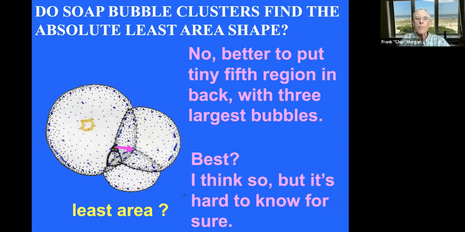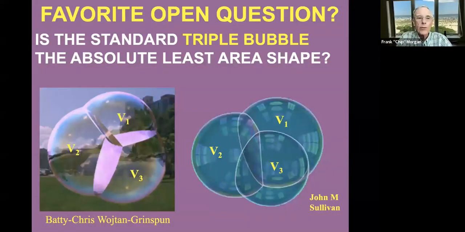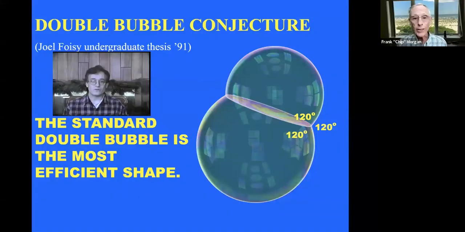In fact, for a long time, my favorite open question was whether the standard triple bubble that you see here, that you always get when 3 bubbles come together, is really the absolute least surface area way to enclose and separate those three given volumes of air. Until finally we realized that we didn't even know if the double bubble that you always get when two soap bubbles come together is the least area way to enclose and separate two given volumes of air.